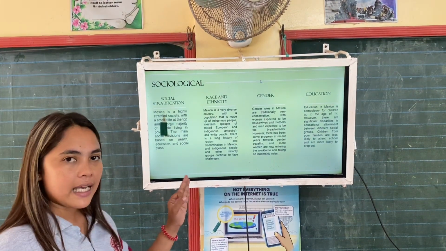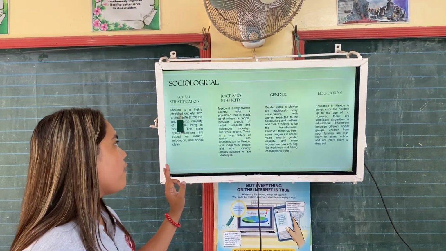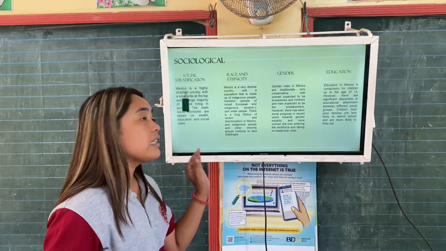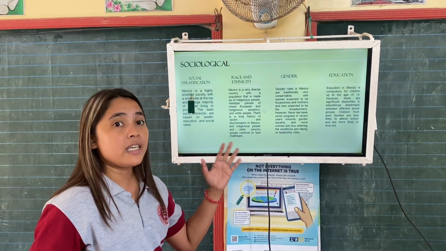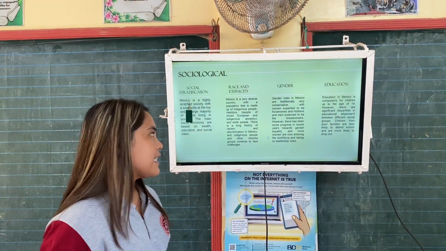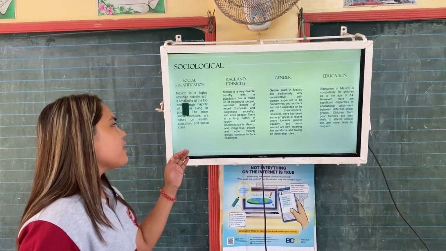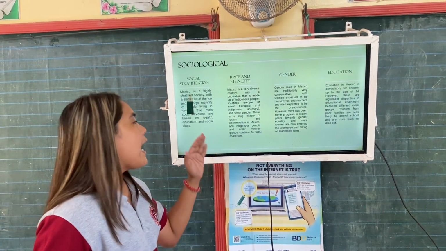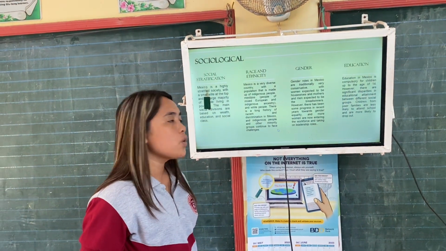Then in terms of race and ethnicity, Mexico is a very diverse country with a population made up of indigenous people, the mestizos, so people of mixed European and indigenous ancestry, and white people. So there is a long history of racism and discrimination in Mexico, and indigenous people and other minority groups continue to face challenges.